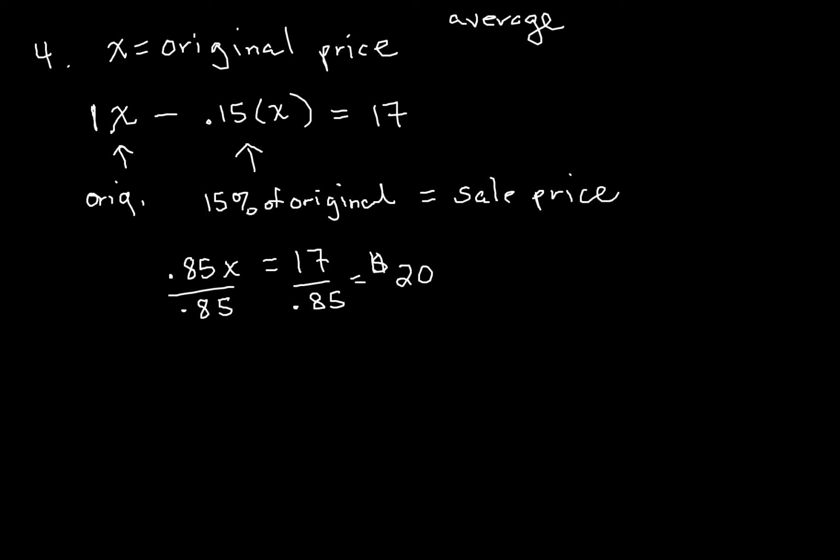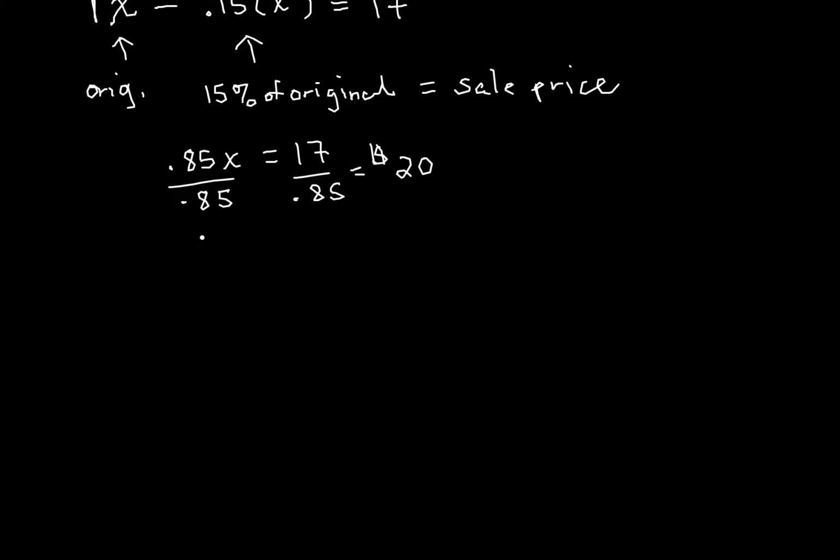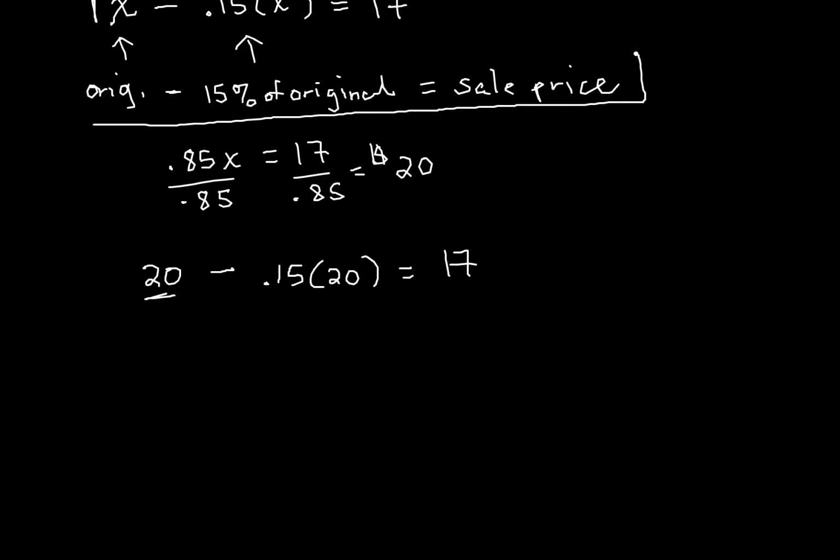Don't forget your units. So we're going to work backwards a little bit. So say your dress costs $20 and you had a 15% discount. Wouldn't you take your original price minus 15% of your original price, and that would get your sale price, which should end up being $17. So please memorize this. Original price minus 15% of the original price is going to give you your sale price.